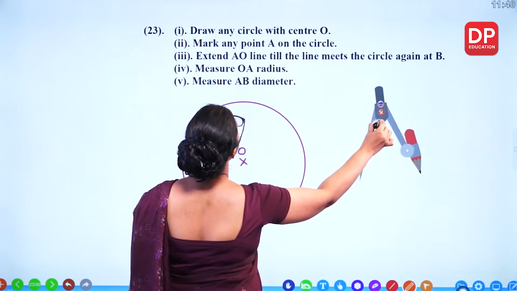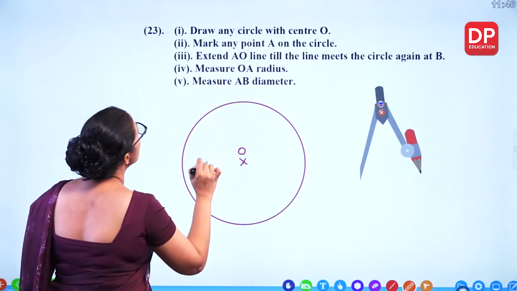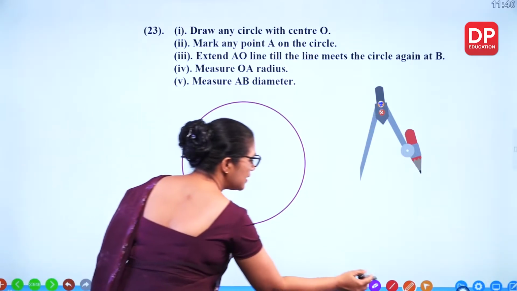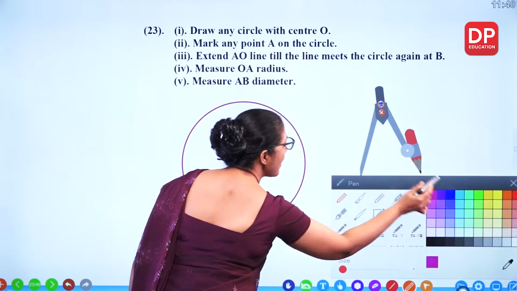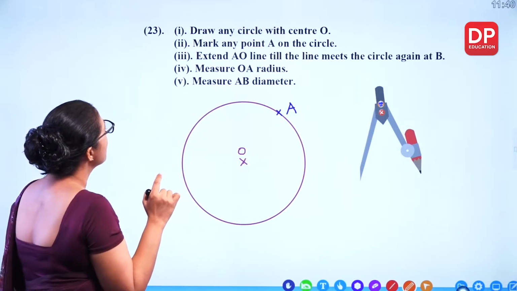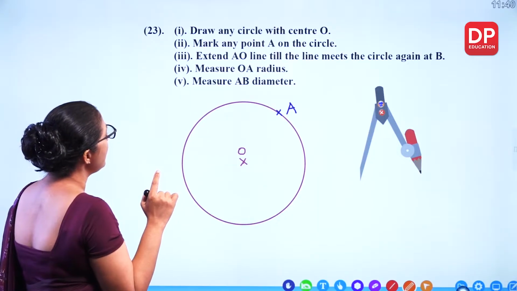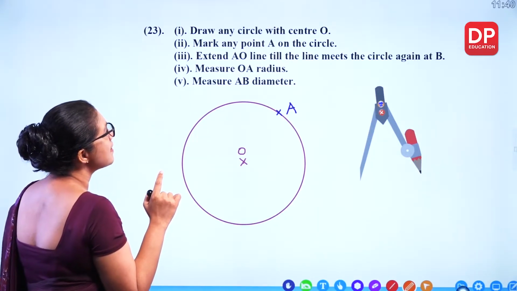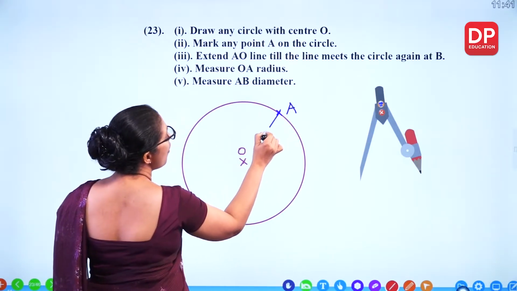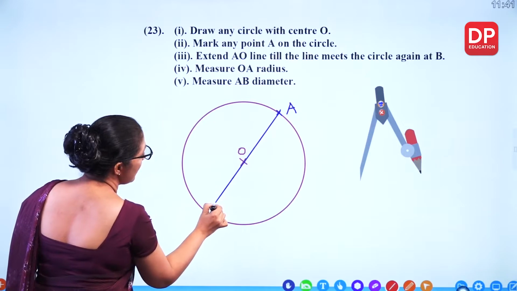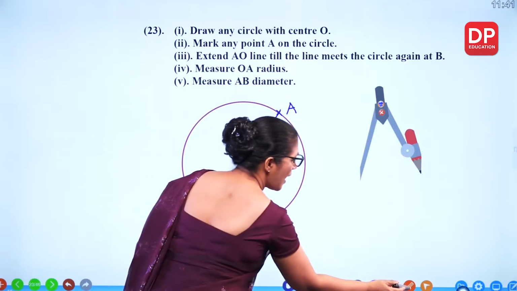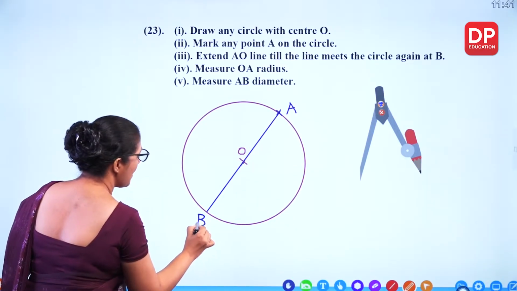Then, so here center O, any circle. Mark any point A on the circle. So you can mark any point A on the circle. Extend AO line till the line meets the circle again at B. So take the ruler from A, O, extend it till you get the other point. That's the point B.